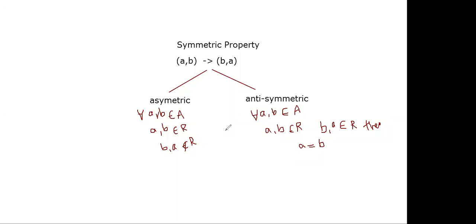So better I will give you an example. Let's say my set is having the ordered pairs (a, b), (b, c), and (c, a). This is asymmetric, because (a, b) is there but (b, a) is not there. For the ordered pair (b, c), (c, b) is not there, and for (c, a), (a, c) is not there. That's why it is asymmetric.